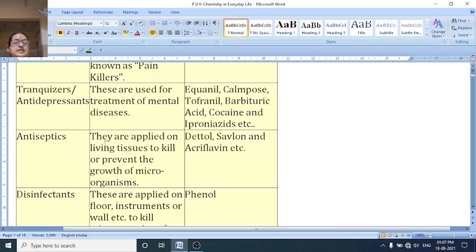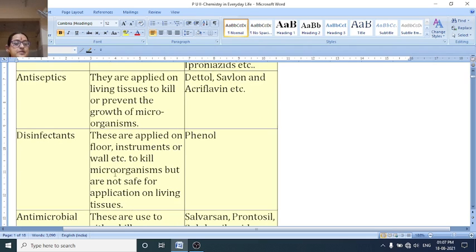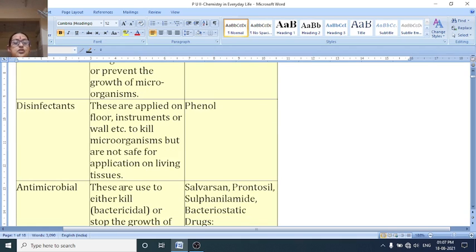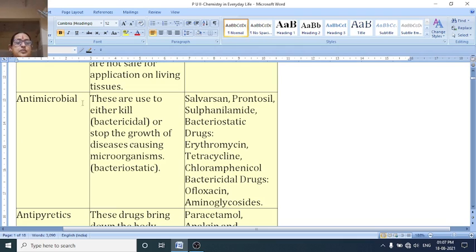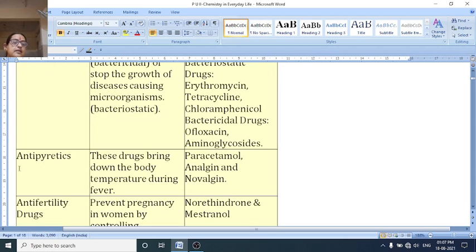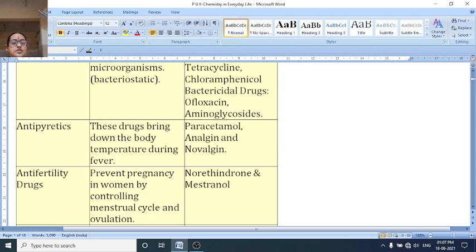Next is antiseptics. They are applied on the living tissues to kill or prevent the growth of microorganisms. Next is disinfectants. These are applied on floors, instruments or walls to kill microorganisms but are not safe for application on living tissues, and also can't be swallowed. Next is antimicrobial. These are used to either kill, bactericidal, or stop the growth, bacteriostatic, of disease causing microorganisms. Next is antipyretics. These drugs bring down the body temperature during fever.